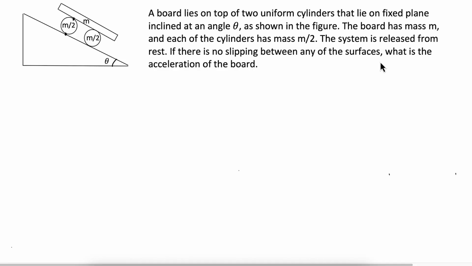But let me first explain what's going on. So there is a board which is lying on top of two cylinders, and these cylinders are rolling down. And we need to figure out the acceleration for the board. Now, you can assume that there is enough friction everywhere to ensure that pure rolling is happening. That's it. So we need to find the acceleration for the board. So go ahead, pause the video and try to solve it.